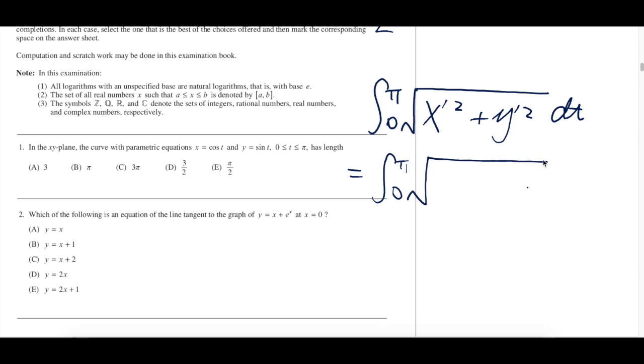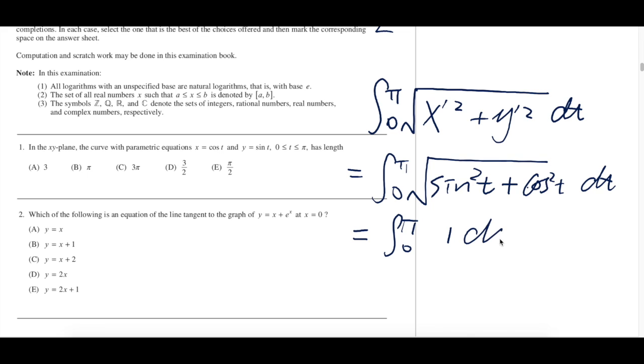Square root of x prime, which is the derivative of cosine, and the derivative of cosine is negative sine. So if you square it, it's going to be positive anyway, so I'm going to ignore the negative sign. So it's just sine squared t. And similarly, y prime is cosine squared t dt. This gives us an identity, which is 1. So we're doing the integral from 0 to pi of 1 dt.